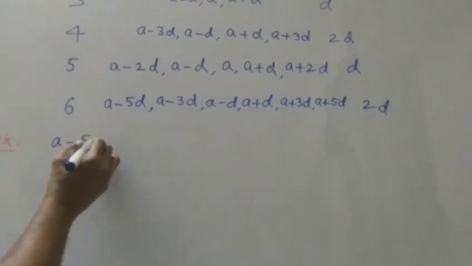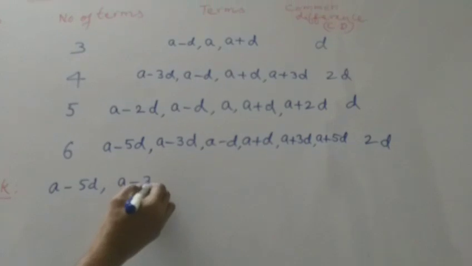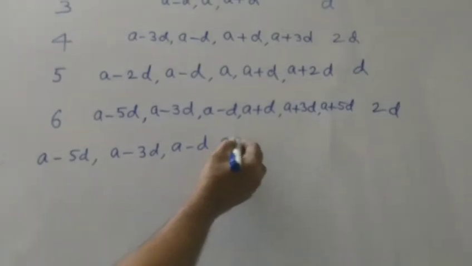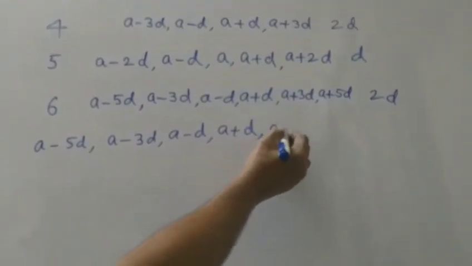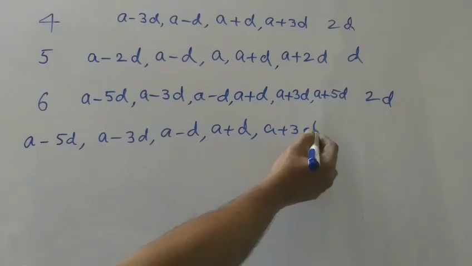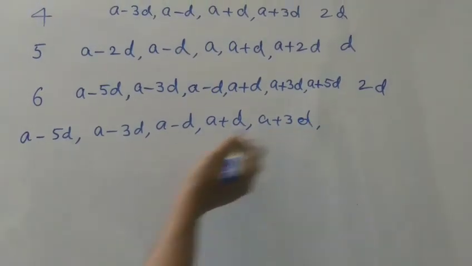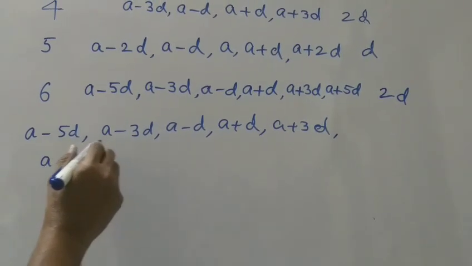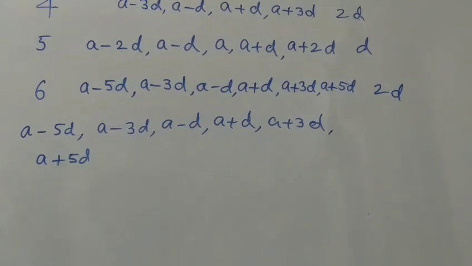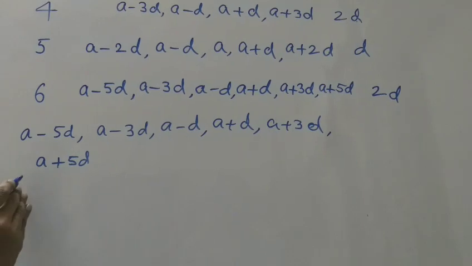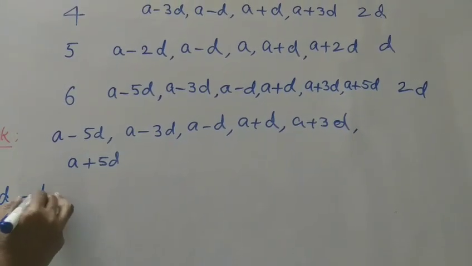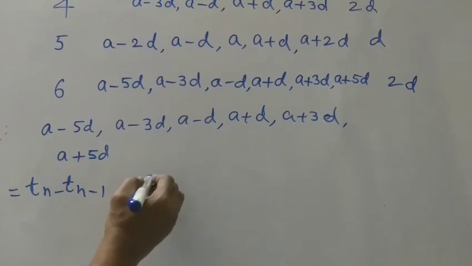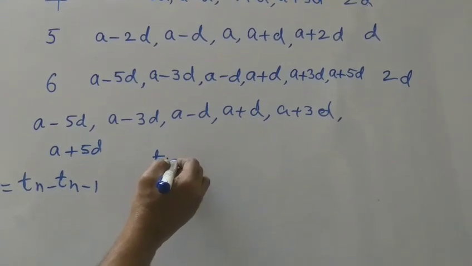A minus 5d, a minus 3d, a minus d, a plus d, a plus 3d, a plus 5d. These are the 6 terms. Now we have to confirm whether the common difference is 2d or not. The common difference is Tn minus Tn minus 1. Here the first term is equal to a minus 5d.